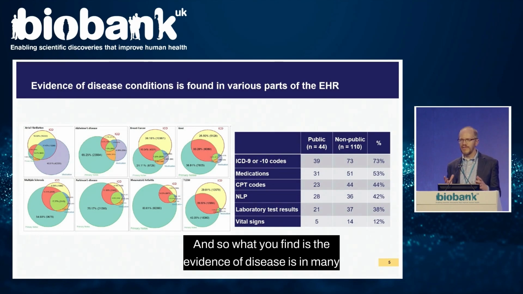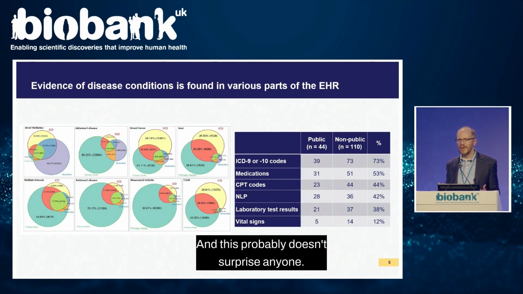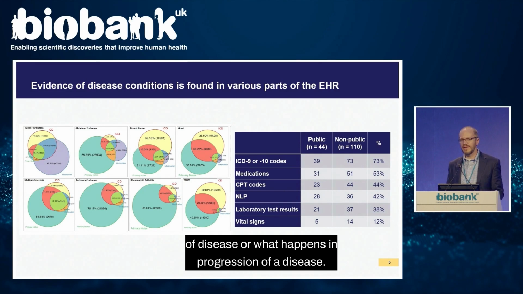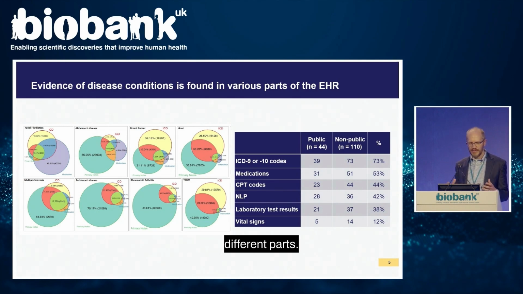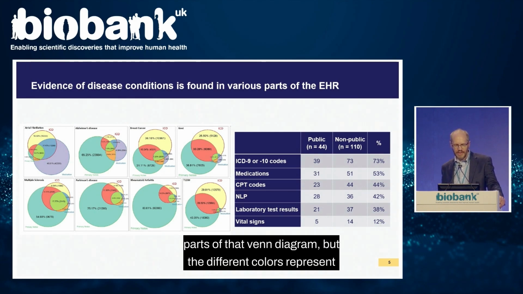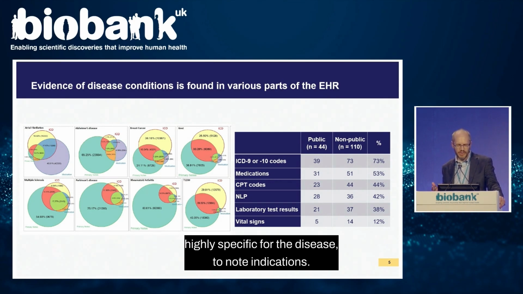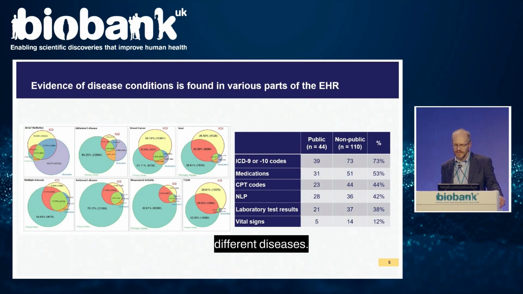And so what you find is the evidence of disease is in many parts of the record. And this probably doesn't surprise anyone. It's not just about disease subtypes, though, and longitudinality of disease or what happens in progression of a disease. It's just even the record of the disease itself can occur in different parts. And you don't need to read those different parts of that Venn diagram, but the different colors represent different parts, from billing codes to medications that are highly specific for the disease to note indications. And you can see that the patterns look different for different diseases.